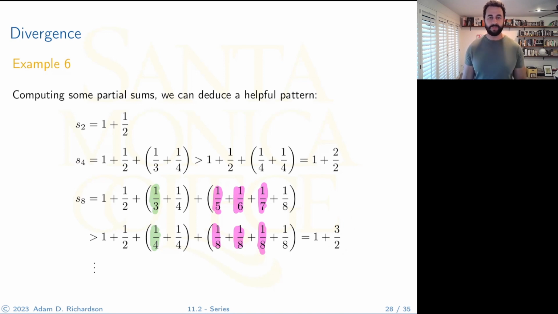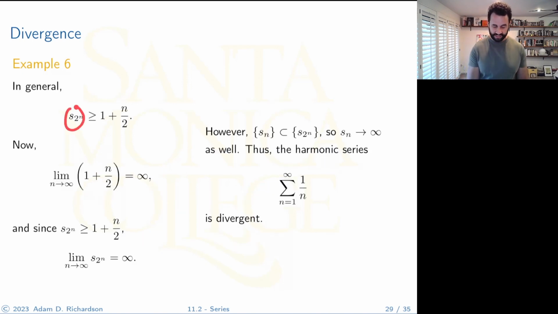All right, now there's a pattern here. Look, S sub 2 is 1 plus 1 half. S sub 4 is 1 plus 2 halves. S sub 8 is 1 plus 3 halves. And so maybe in general, you can see what the general result is going to be. In general, we have that S sub 2 to the n is greater than or equal to 1 plus n over 2. Let me emphasize one thing here. This is S sub 2 to the n, so what we're looking at is the 2 to the nth partial sum.